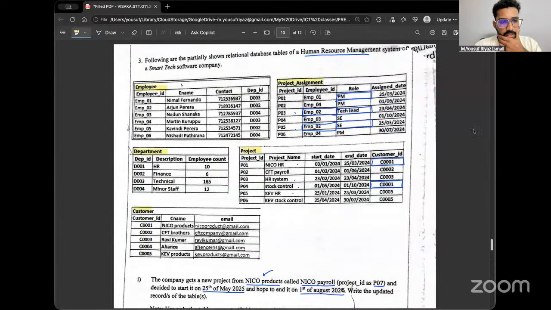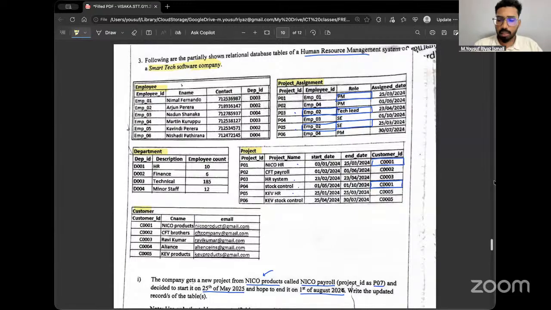So out of these 5 tables, tell me, let's say the company has hired a new employee, right? Which table do you think we'll be updating that data in? Exactly, because the employee table has all the details about the employees. If a new employee comes, we are going to store it there. So this is talking about a software development company. You can see Smart Tech Software Company. This is a company. Okay.